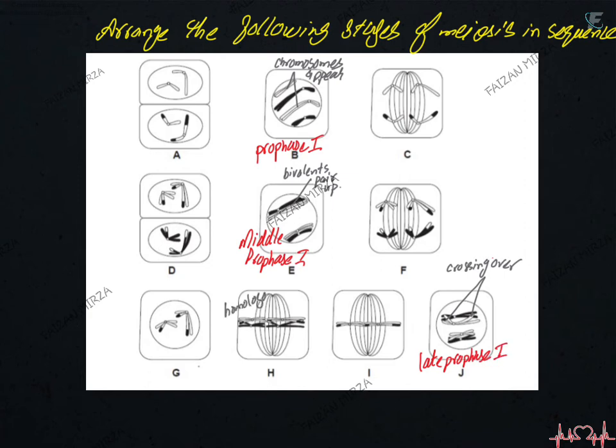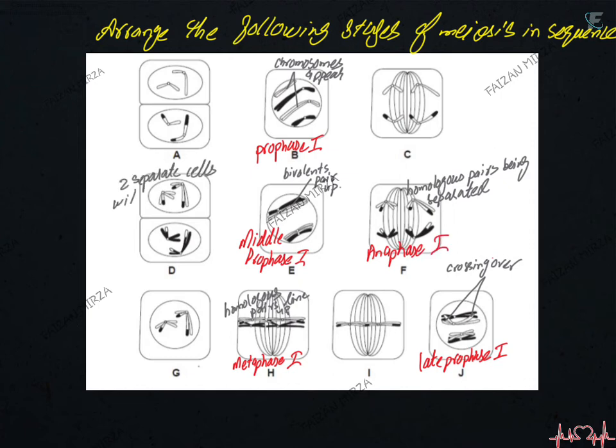Here you can see the homologous chromosomes. They have paired up along the center. So this is metaphase 1. Here in F, the homologous pairs are being pulled apart. This must be anaphase 1. In D, 2 separate cells with no homologous pairs can be seen. So this is cytokinesis, which has followed telophase 1.